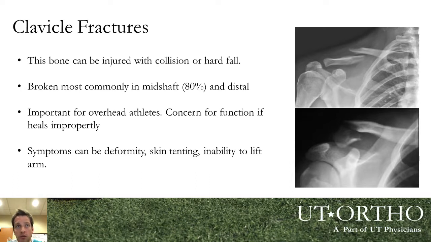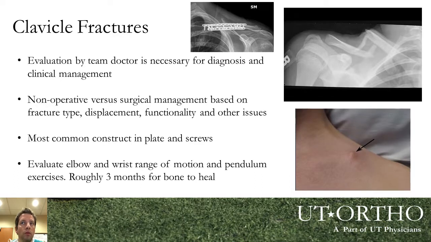The most common is the middle, which is right about 80%, and then distal, or the end of the bone, is next. It's very important for overhead athletes. There's concern for overhead endurance or function if it doesn't heal properly. The main symptoms can be obviously pain, deformity, skin tinting, and then inability to lift the arm. How we go about treating these, as a trainer, evaluating these with your team doctor and discussing these are important. Obviously, you need an x-ray to confirm the diagnosis. Sometimes you can have skin tinting, as you see in the bottom right-hand corner here, which can give you an idea.